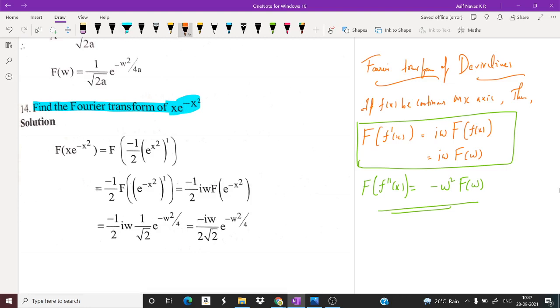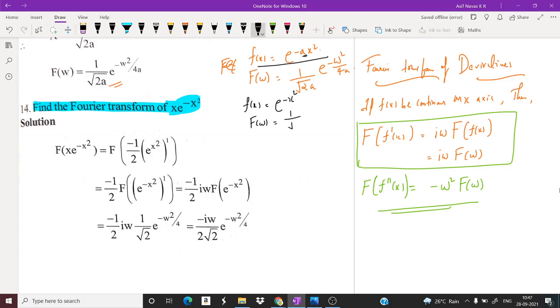Now we know that if f of x is equal to e raised to minus a x square, then the Fourier transform of e raised to minus a x square is 1 by root 2a e raised to minus omega square by 4a. Now, if a equal to 1, then f of x is equal to e raised to minus x square, a is a constant, then you can write that f hat of omega is 1 by root 2 e raised to minus omega square by 4. And we know this. Okay.